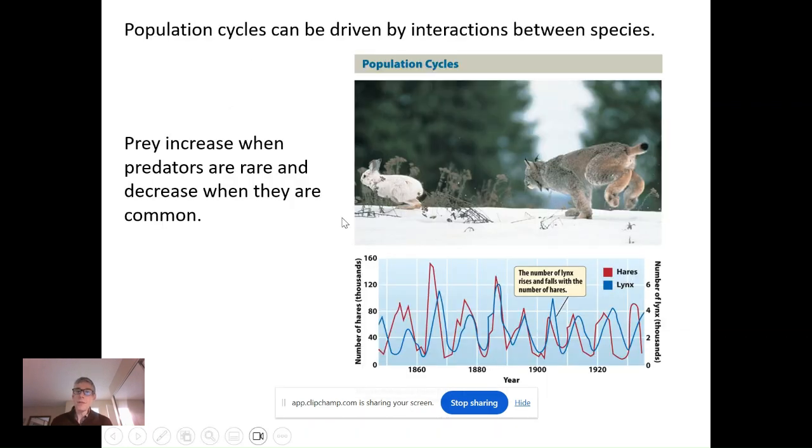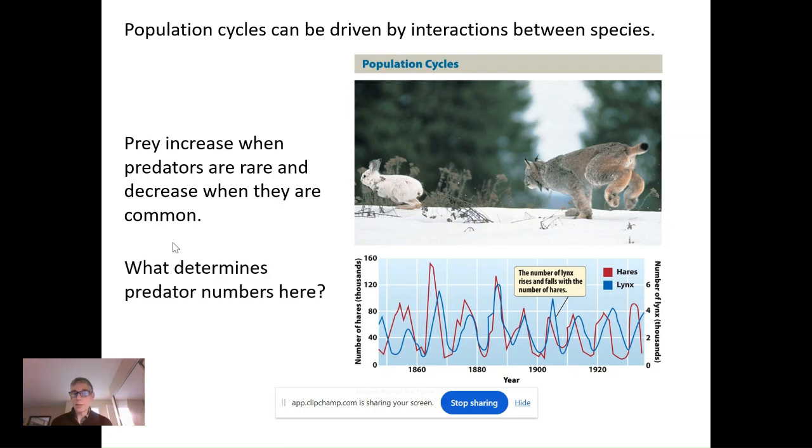Okay, so population cycles, like those we saw in those dynamic equilibriums, can actually be driven by interaction with other species. And those could be, for example, predators or even diseases. And the idea is that as the prey become more common, there is more food available for the predator, and so the predator's population increases. So what determines predators' numbers here? We look at this graph on the bottom.